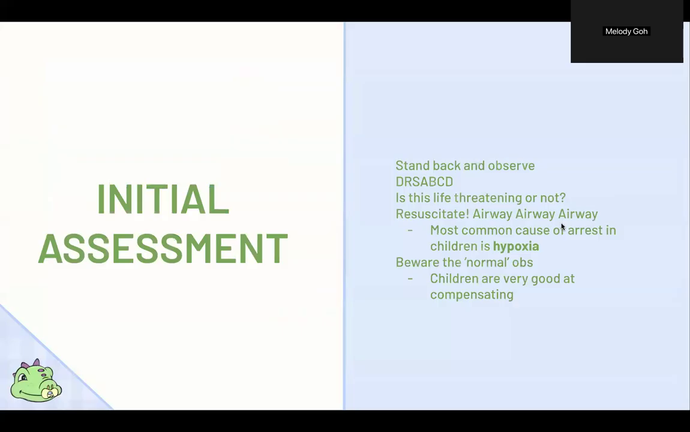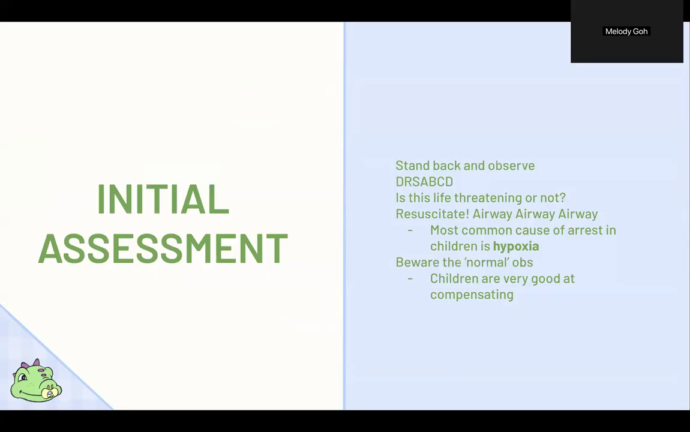So, in terms of initial assessment, you want to be standing back and observing the child, and then for primary assessment, doing doctor's ABCD. And while you're doing that, asking yourself if this is life-threatening or not, and that will help with the management plan, seeing if they need an urgent referral, or this can wait.